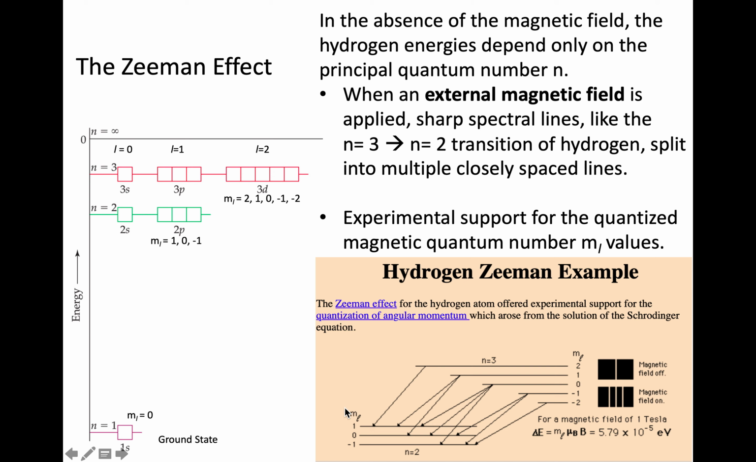And at the bottom here, this is from the Hyperphysics website, we see what's going on. So instead of having them be degenerate based on simply their L value, the M sub L value, when it's placed in a magnetic field, splits them out, separates them out, and now we have additional transitions possible.